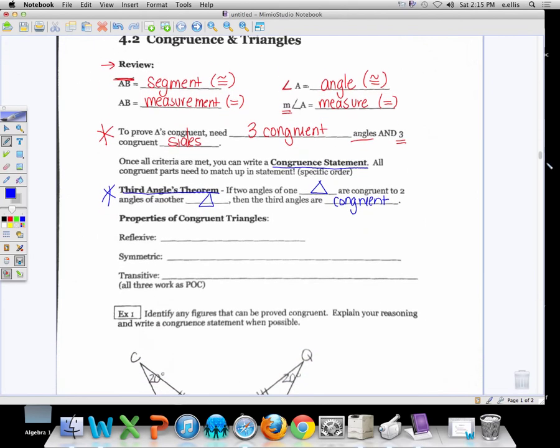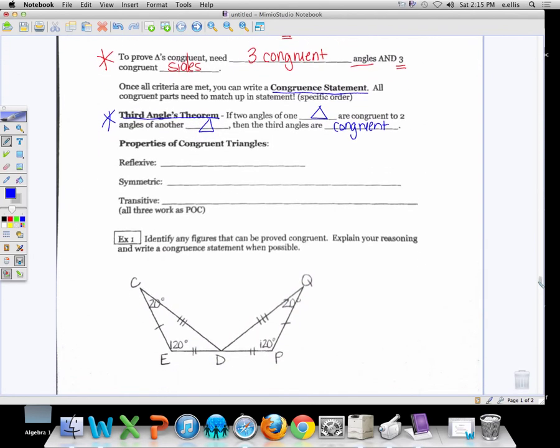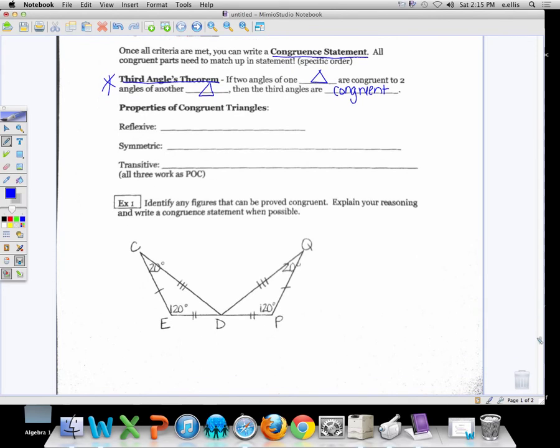Now, properties of congruent triangles. These are going to look familiar to you. Reflexive, symmetric, and transitive. We have used them with segments. We have used them with angles. They also work for triangles, and they work out exactly the same way. Reflexive, let's say we have triangle ABC. Well, reflexive means it's congruent to itself. Triangle ABC. Okay, reflexive, you have the same thing on both sides.